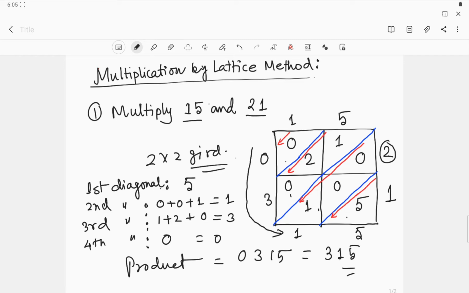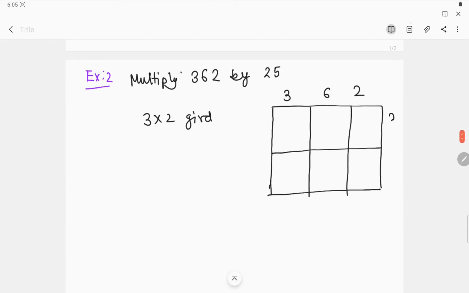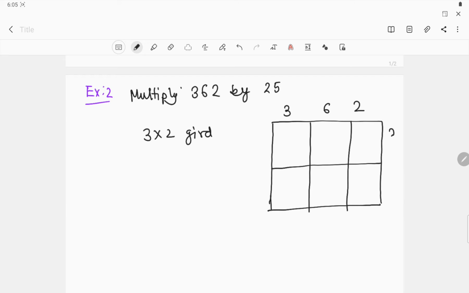Did you get that, everyone? Now we will discuss multiplying a 3-digit number by a 2-digit number. How many grids do you need? This is a 3 by 2 grid, right? You need a 3 by 2 grid. That means 2 rows and 3 columns, right? That is a 3 by 2 grid.